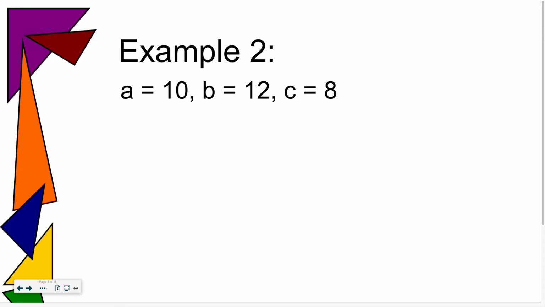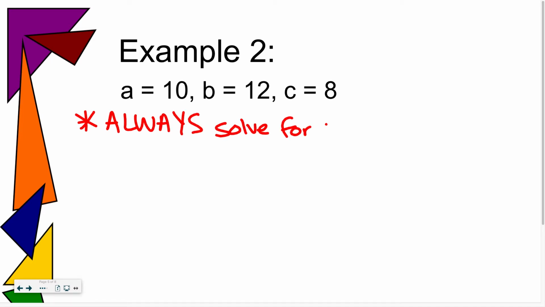But if I can't find a matching angle and its opposite side, I'm going to have to use the law of cosines. So law of cosines is used for side, side, side. This is where I'm actually going to write it down. Always solve for the largest angle first.